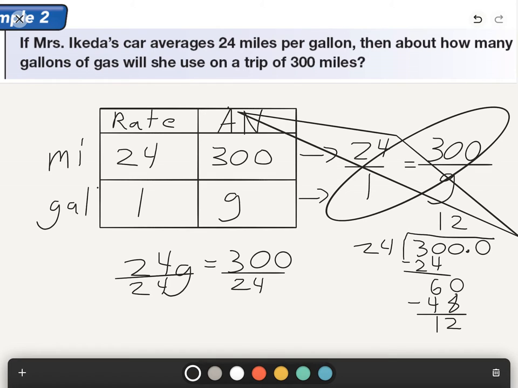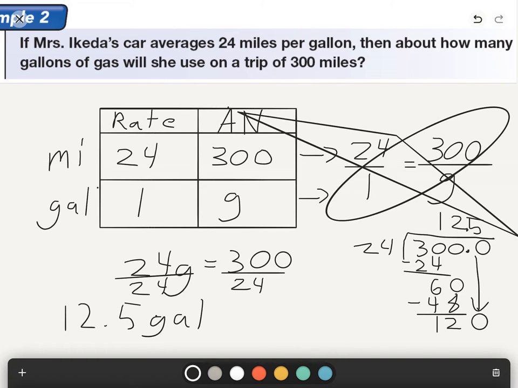Uh-oh, I'd better add a decimal. And then bring that down. But hey though, a little mental math. I know that 10 times 24 is 240, and 120 is half that much. So that would make that a 5. Okay, yeah. Alright. So then that gets me to, well, 12.5 gallons.